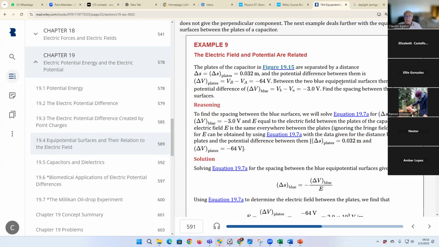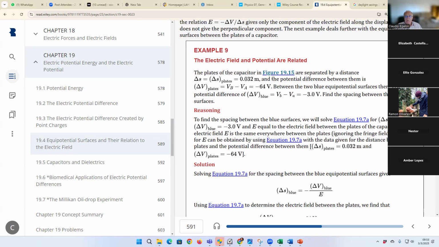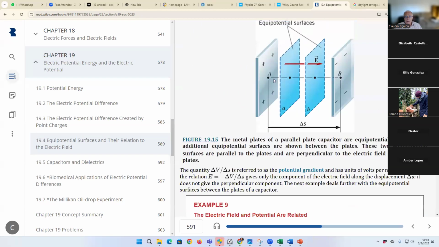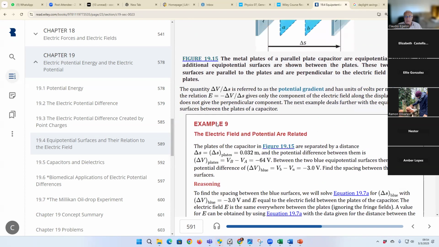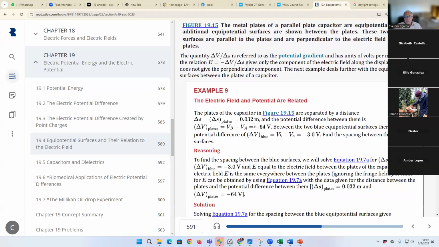Okay, and the potential difference. Let's do this example. The plates of the capacitor, figure 19.15, this one that I showed to you, are separated by a distance delta S. This delta S is giving us a numerical value, 0.032. And the potential difference between them is minus 64 volts.